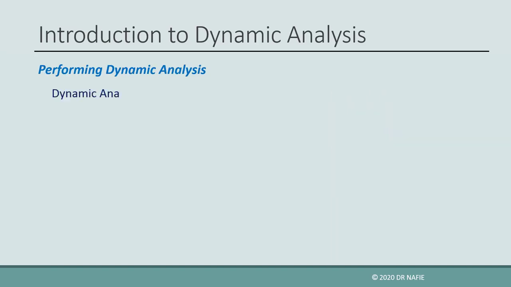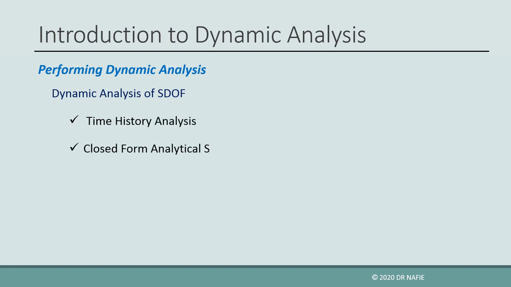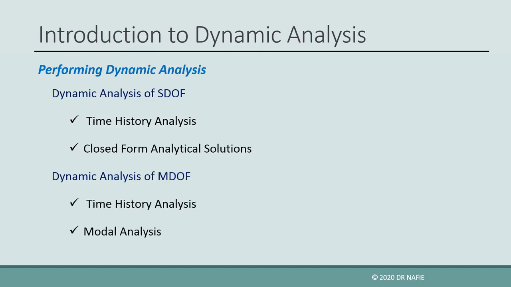For single degree of freedom systems, dynamic analysis can be performed using the time history method or using the analytical methods found in dynamics books. Dynamic analysis of a multiple degree of freedom system can be performed using the time history method or using modal analysis. Details about each of these methods will be given next.